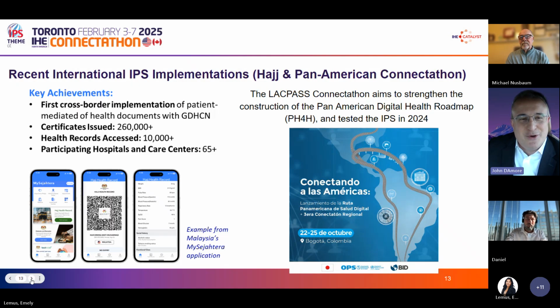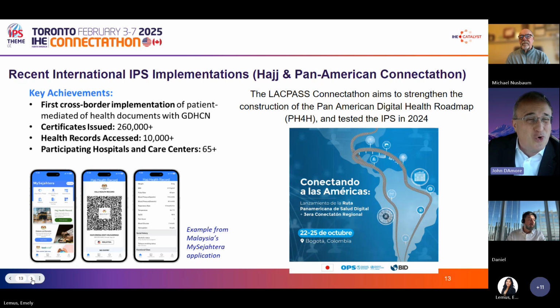So those are some of the vendors that are supporting it, and really some of the key achievements that we've seen in the past couple of years around IPS is that we have cross-border implementation across whole continents through the Hajj use case. So that app that I mentioned is shown on the left, which allows for an international patient summary to be carried as a QR code with the patient, and that QR code essentially provides access through the GDHCN, or Global Digital Health Care Network, that's part of the WHO aspects of being able to share that information.